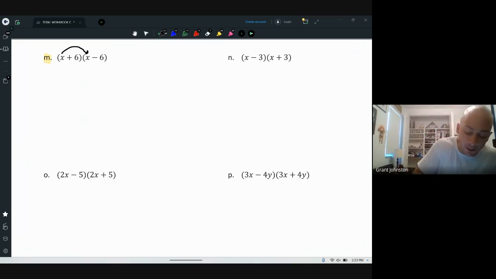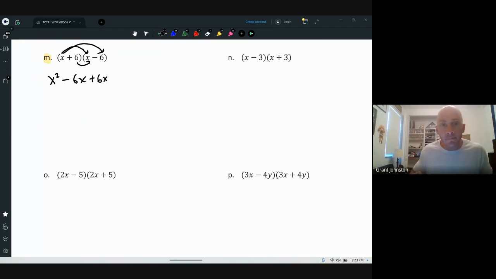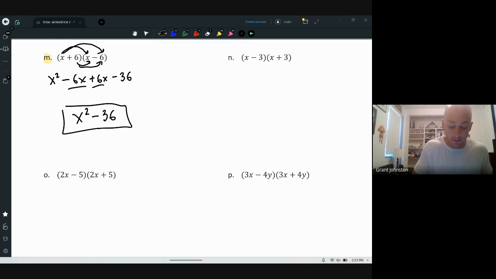So as we distribute, x times x is x squared, and x times negative 6 is a negative 6x. And then positive 6 times x is a positive 6x. Positive 6 times negative 6 is negative 36. So just what we've been doing. Now, the only thing that's unique with all of these is that you'll notice negative 6x plus 6x, those combine. But what they combine to is 0x, which is just 0. So we don't need to write it. So these just cancel out, and we're just left with x squared minus 36.